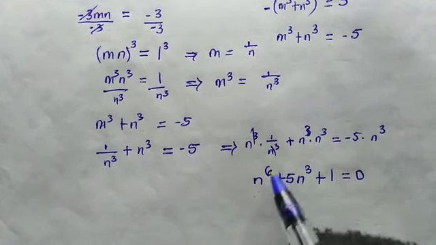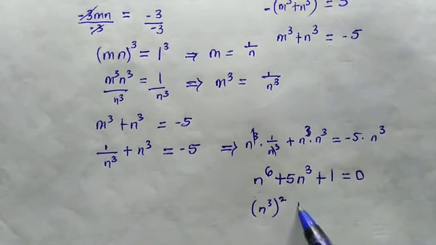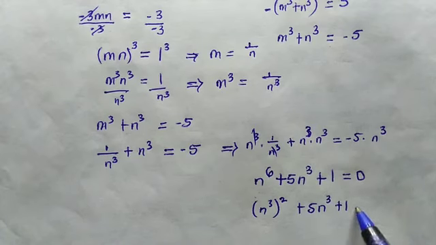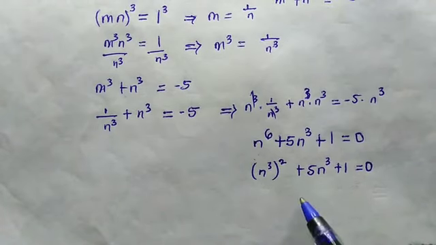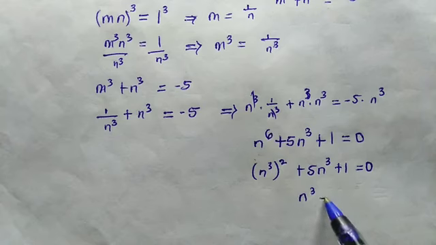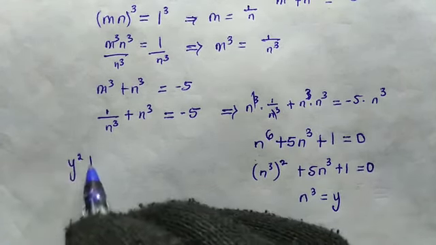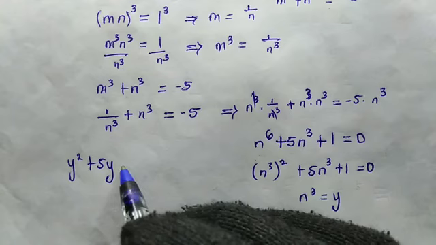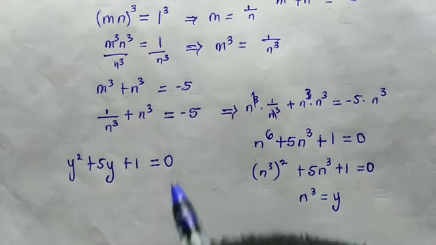Okay, so from here, n raised to the power of 6 is the same as n cubed squared, then plus 5n cubed plus 1. This is equal to 0. So let's make a substitution. We let n cubed be equal to y. From there we get y squared plus 5y plus 1, right? This is equal to 0.